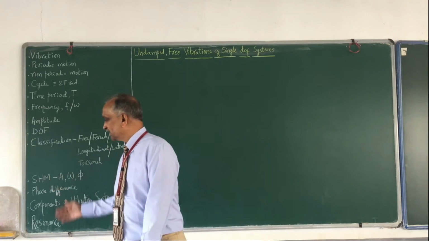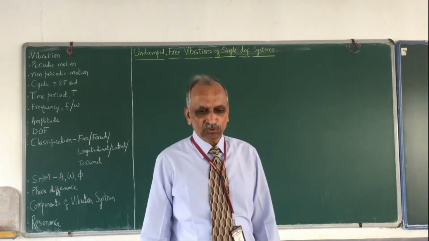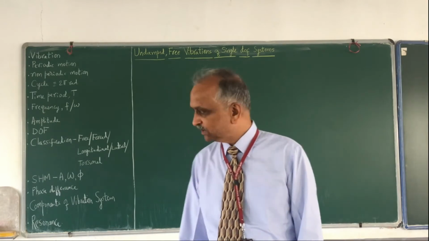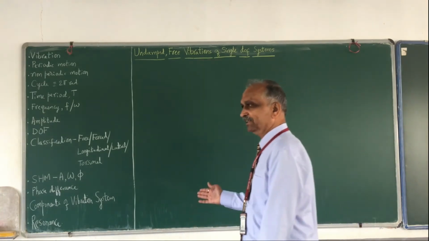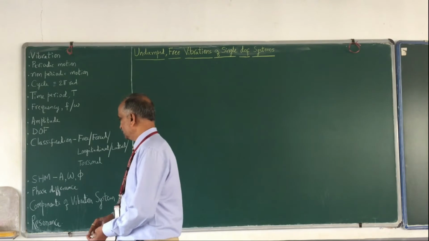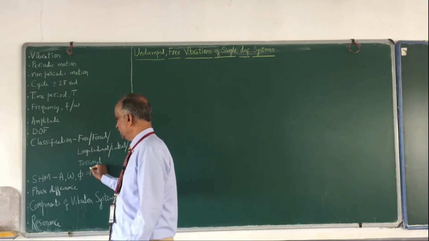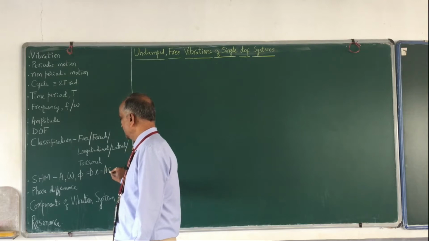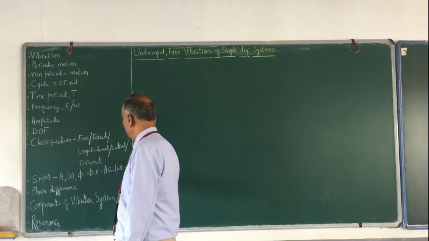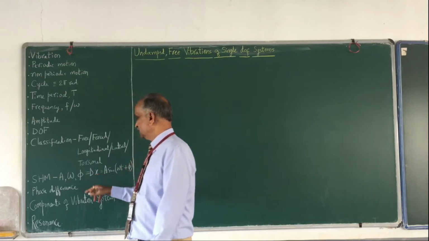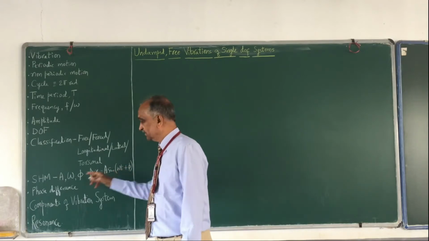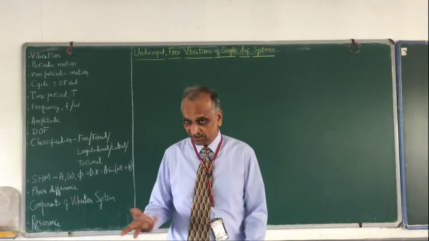Then we went through what is called a simple harmonic motion, a motion whose acceleration is directly proportional to the displacement. So if x is the displacement, then it is normally expressed as x = A sin(omega t + phi). So x is the displacement, A is the amplitude, omega is the frequency, and phi is called the phase difference. What is the phase difference?